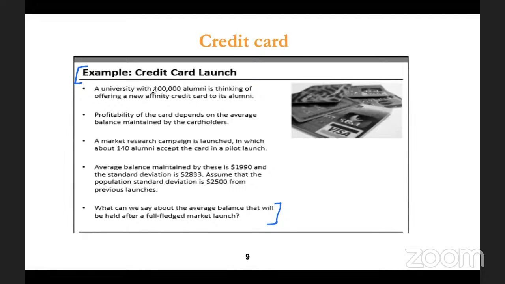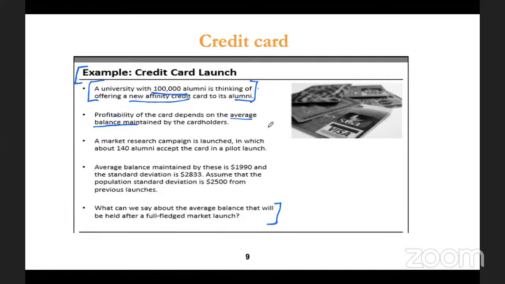A university with 100,000 alumni is thinking to give a new affinity credit card to its alumni. So there is a university, they wanted to give a new affinity credit card to their past students. To run this project, they print the credit card, they execute all these things, right? So they need some money also. The profitability of this project depends on the average outstanding balance maintained by the card holders. That means if the student takes this credit card and uses it more and more, then the usage would generate the money and they can run the project without any hiccups.